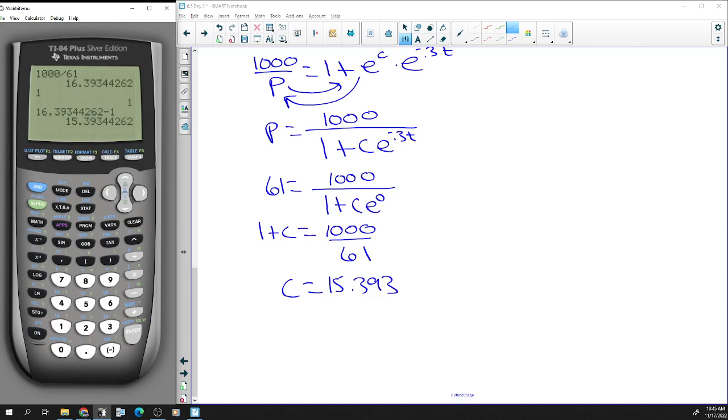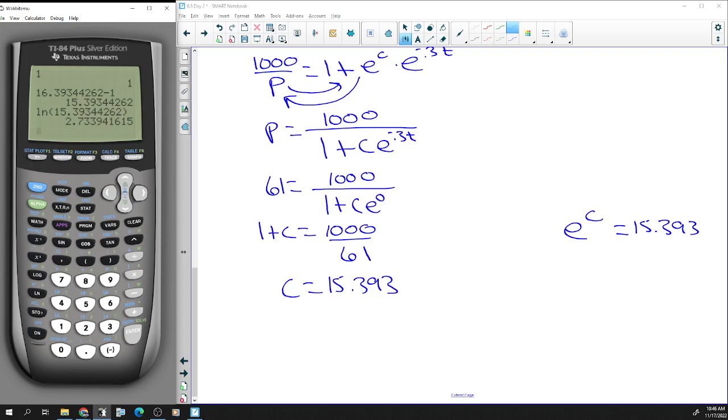If I would have left it as e to the c, and I want to know what c makes this 15.393, it's the natural log of that. So the natural log of this answer is that. If I would have left it as e to the c, my c would be this. If I just change it to c, it's this value right here, which gets you to the same value.